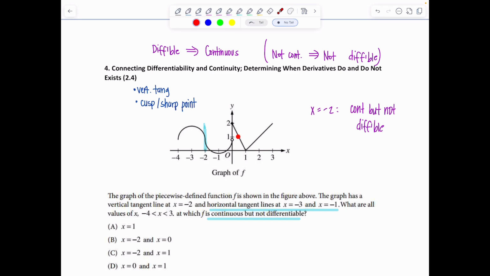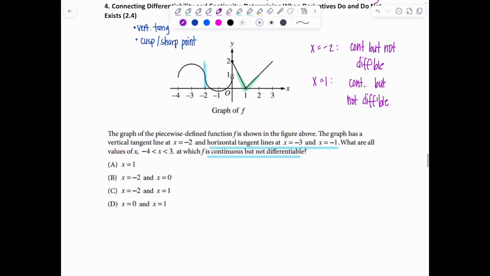Keep going. It's continuous, but see how there's a sharp point? There's a cusp right here. The slopes of the tangent lines from the left do not equal the slopes of the tangent lines from the right. So that's why it's not differentiable there. But it is continuous. So at x equals 1, it's also continuous, but not differentiable. So those are the only 2 x values. Don't let any of the others trip you up. Oh, it's C. There we go.